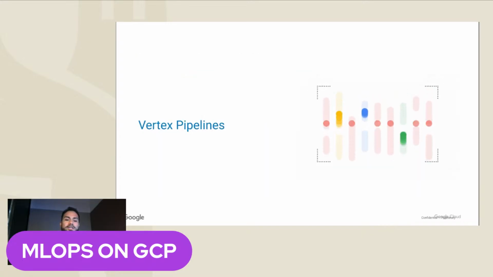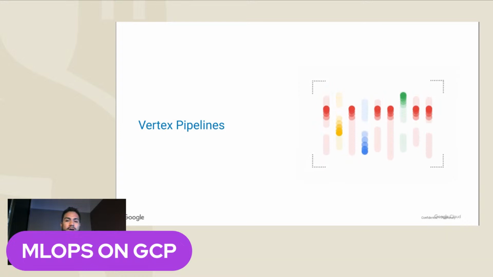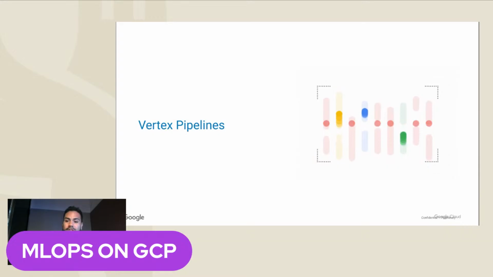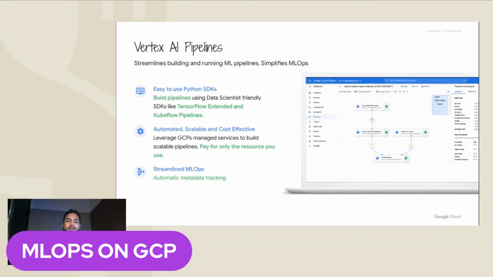So let's start with a gentle introduction to some of the tools that we use to solve this disconnect. The first one that we want to talk about is Vertex Pipelines. So what are Vertex AI Pipelines? It is a fully managed service that is built on top of Kubeflow Pipelines.